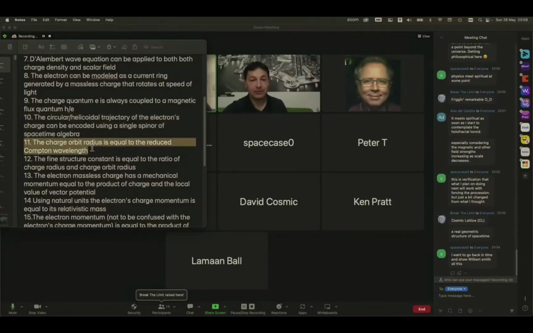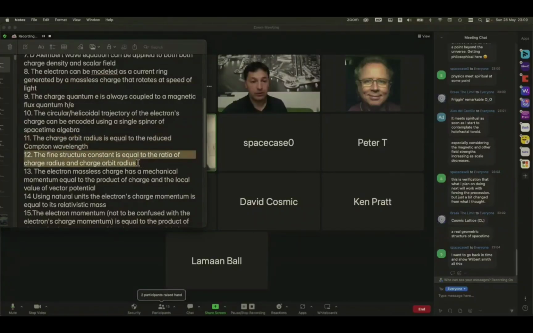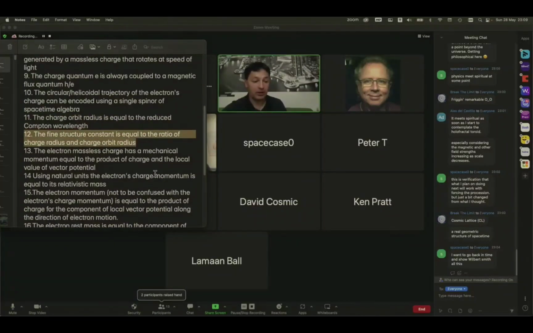Okay, 11. The charge orbit radius is equal to the reduced Compton wavelength. Yeah, this is what I explained in the electron model. So 12. The fine structure constant is equal to the ratio of charge radius and charge orbit radius. Yeah. This is the big unknown. I have shown you these ratios that have this amazing coincidence, but in the end, this is one thing that I would like to understand, and we don't know yet where exactly this number 137 is coming from. So that's still a puzzle.